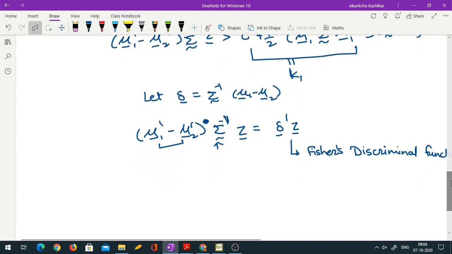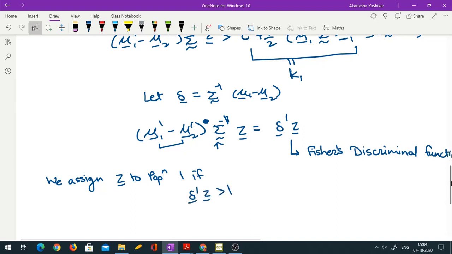So my final conclusion is we assign the new observation Z to population 1 if delta prime Z is greater than k1, and we assign it to population 2 otherwise.